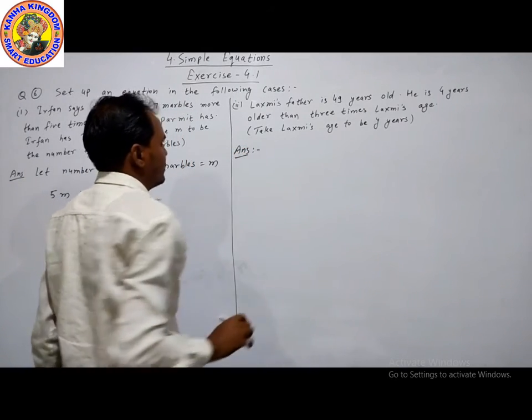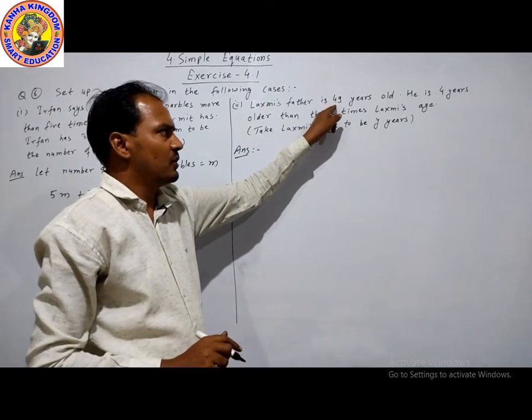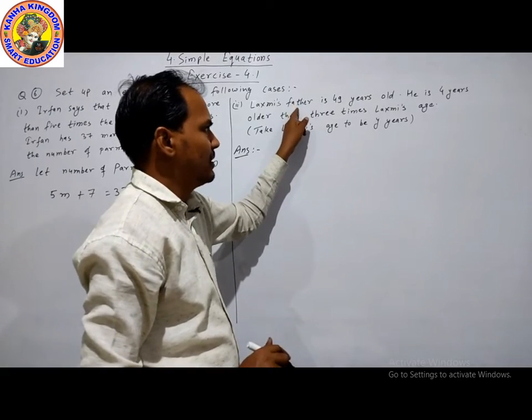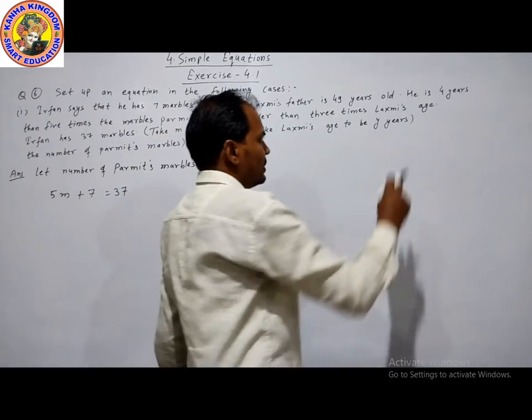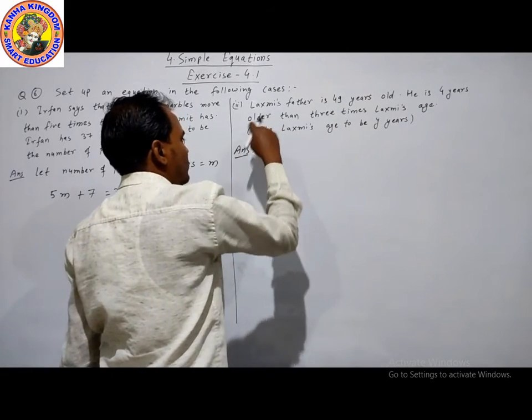Now next question is, Lakshmi's father is 49 years old. The age of Lakshmi's father is 49. He is 4 years older. Older means greater age.